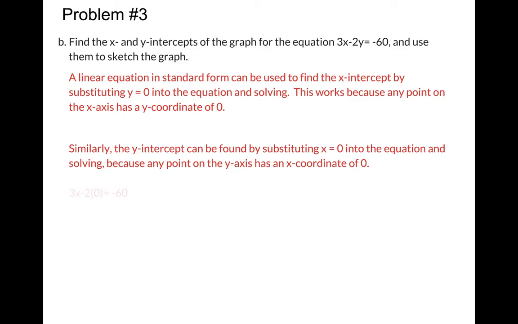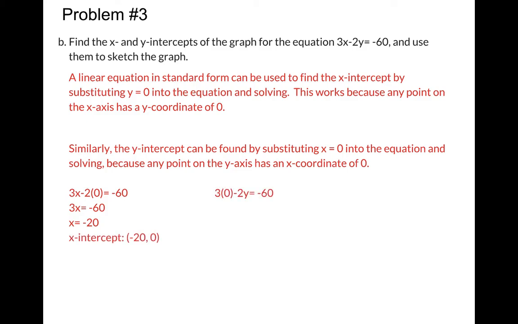So let's do each of those. If I write my equation but put in 0 for y, I've got 3x minus 2y, where y is 0, equals negative 60. So 3x equals negative 60, or x equals negative 20. So the x-intercept is negative 20, 0.